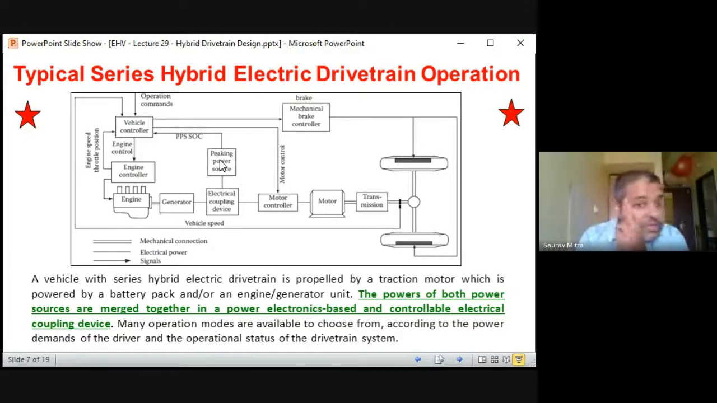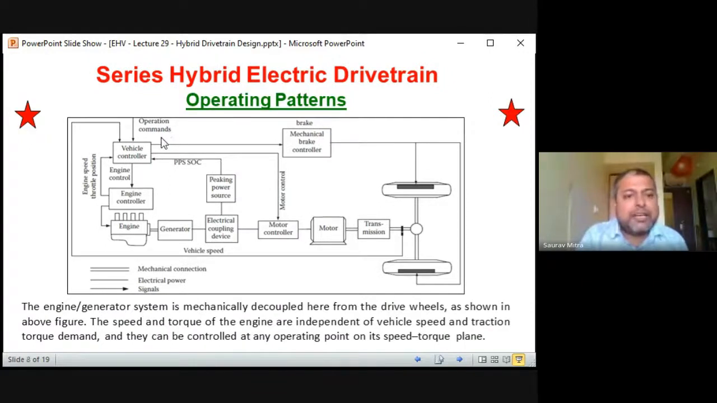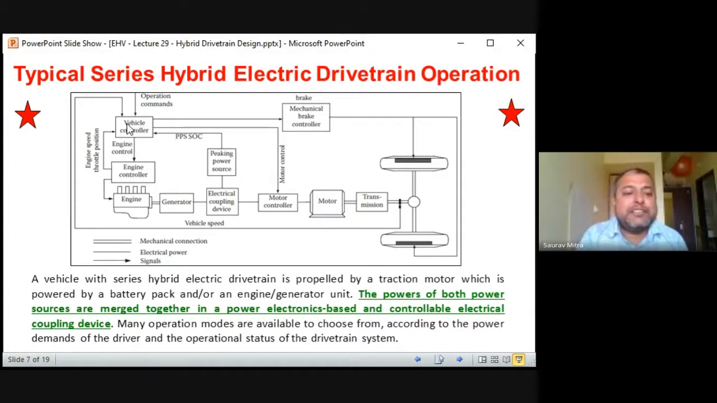PPS is nothing but the battery source, and how much is the state of charge in the battery, how much energy is remaining in the battery, is found out by sensors. We have seen how to sense the SOC, and that goes to the vehicle controller. The vehicle controller and engine controller are the main embedded microcontrollers. They track all the operations of the vehicle as well as the engine at every time instant. So how much is the peak power source, that means how much charge is stored in the battery, the state of charge, is sensed, and the vehicle controller comes to know about it.